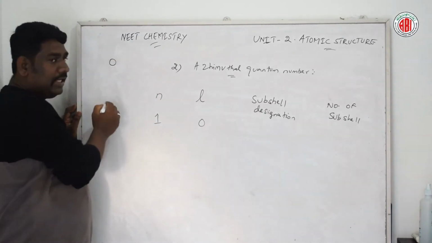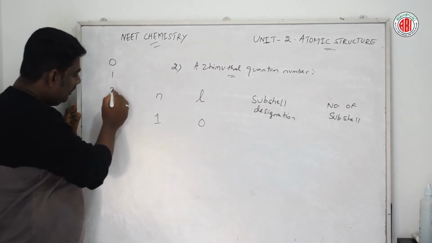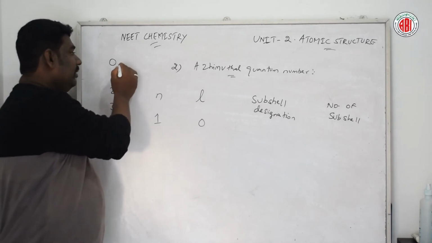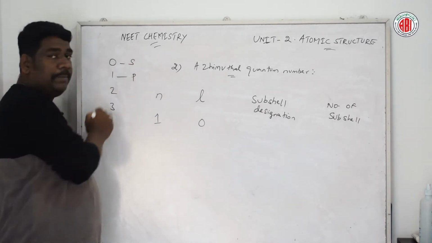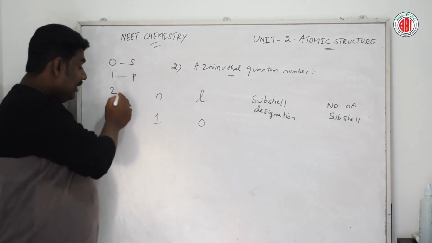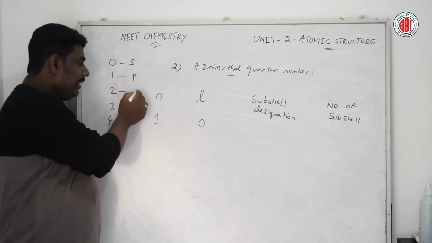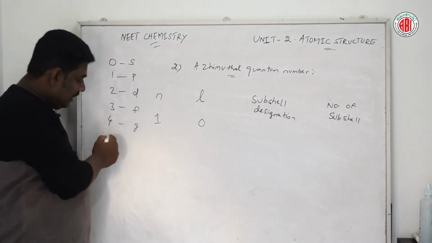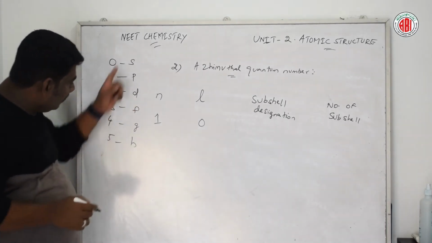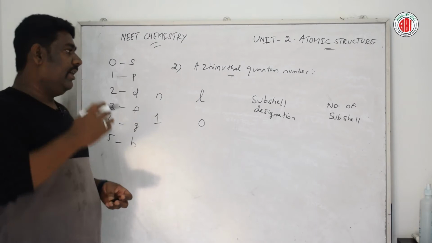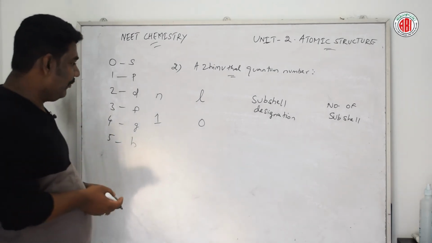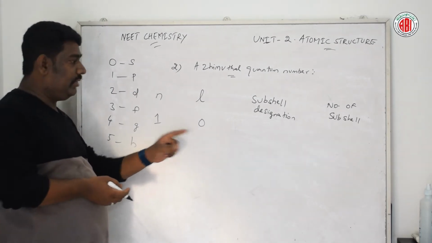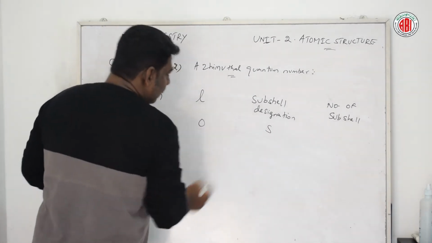This we should remember always: 0, 1, 2, 3, 4, and the designations for the subshells are: 0 is said to be s, and 1 is said to be p orbital. And 2 is said to be d, and 3 is said to be f, and 4 is said to be g, and 5 is said to be h. So these are the different subshell designations.